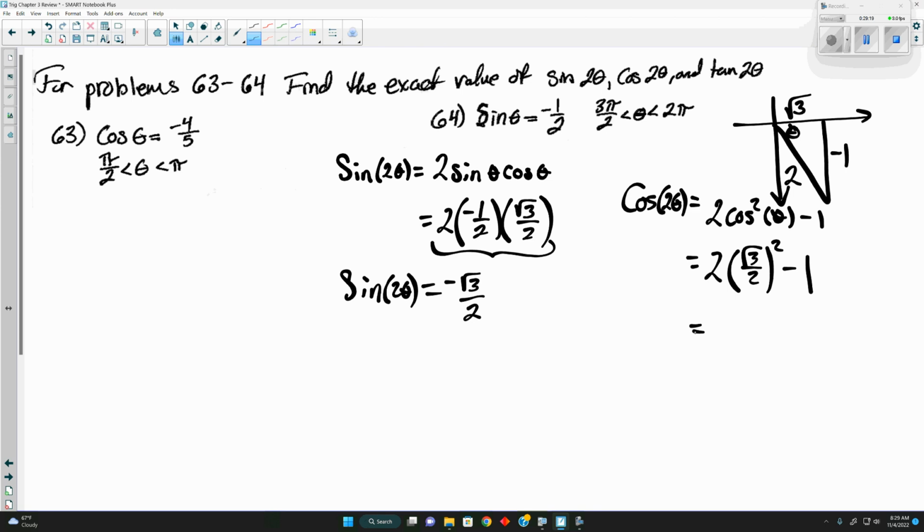Because square root 3 over 2, squared, is going to be 3 over 4, which is going to end up being 3/2, which I believe is going to give you a half. Square root 3 times square root 3 is 3. 2 times 2 is 4, so 3/4. 2 times that is 6/4, which would be 3/2. 3/2 minus 1 should give us a half.